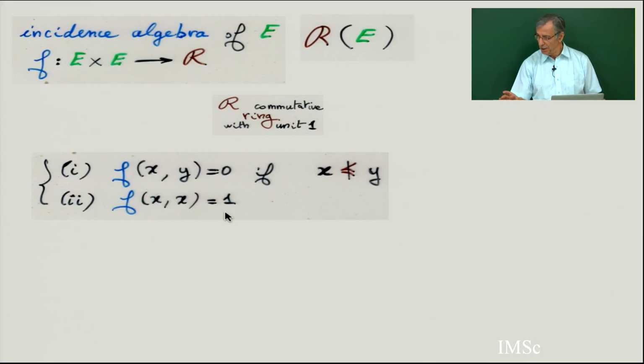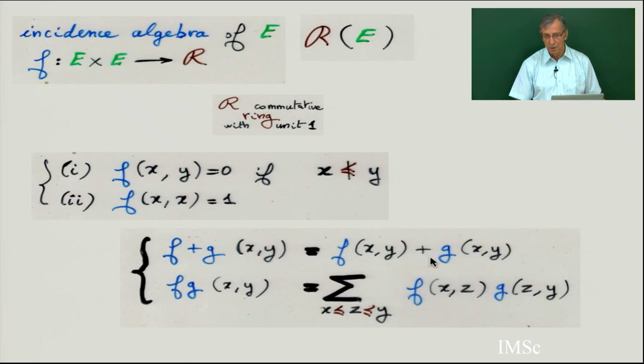Now the incidence algebra is an algebra. I can define the sum and the product of two such functions. The sum is the sum of two functions. And the product, now this is the most important definition here, is a convolution product. The product f times g of x, y: you take all the z which are in the interval x, y. Because it's a locally finite poset, there is a finite number of z. And you take f of x, z multiplied by g of z, y.